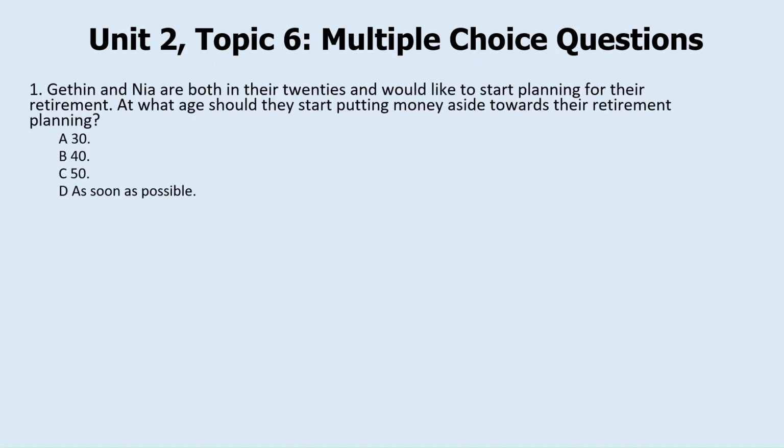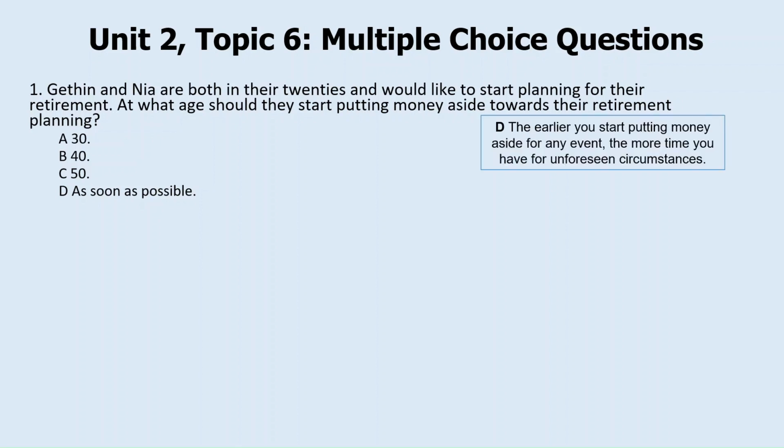So, let's test our understanding of topic 6 with some multiple choice questions. The first one. Gethin and Nia are both in their 20s and would like to start planning for their retirement. At what age should they start putting money aside towards their retirement planning? 30, 40, 50, or as soon as possible? The answer to question 1 is D. The earlier you start putting money aside for any event, the more time you have for unforeseen circumstances.